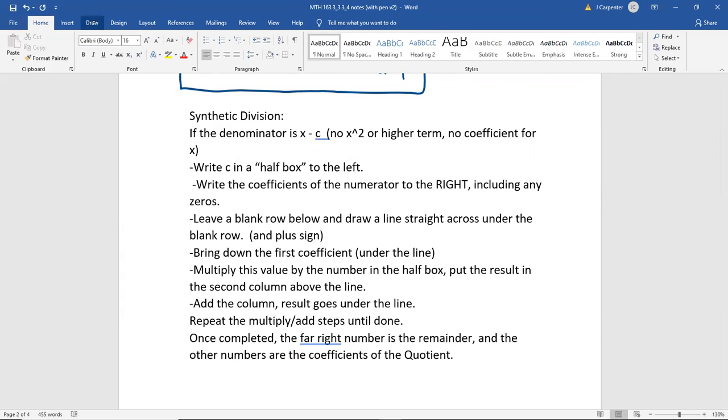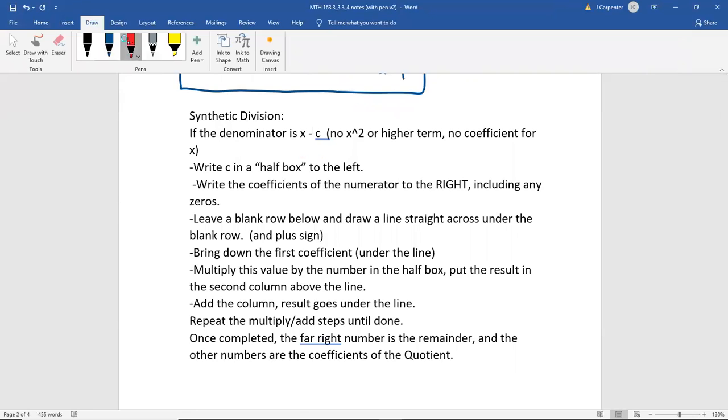So I'm talking about things like x minus 2. If that was the denominator, then we could do synthetic division. It doesn't matter what the top is, it's all about the bottom. So we could do synthetic division on that, or x minus 1,000. Doesn't matter what the top is, we could do synthetic division with that.